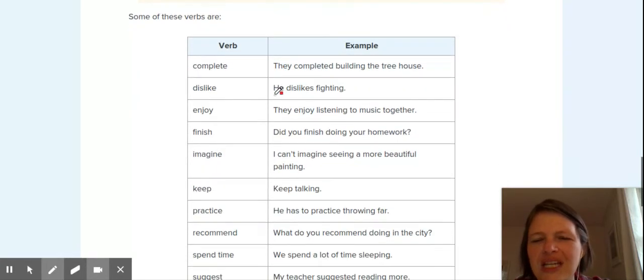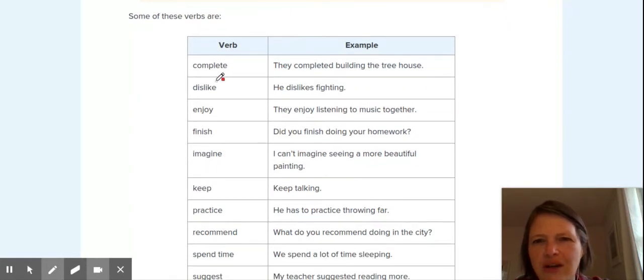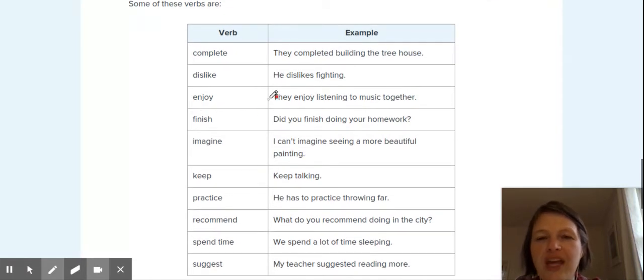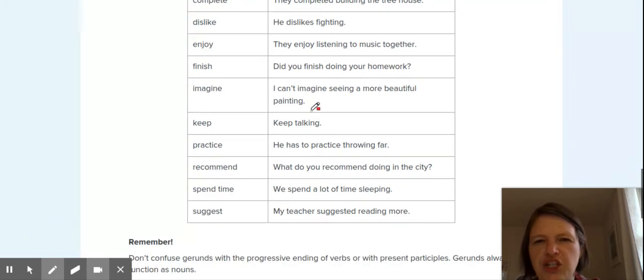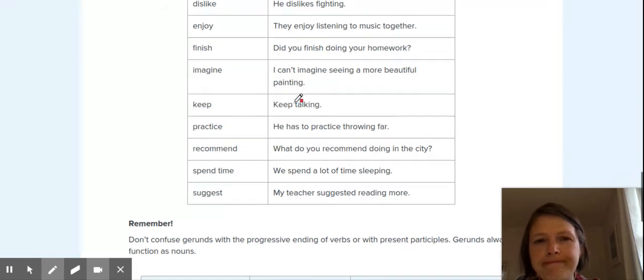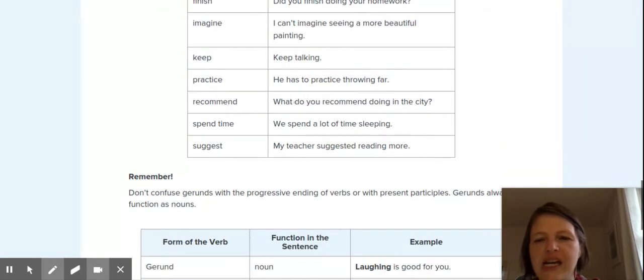So you can see these are examples of gerunds right here. The verb complete, to finish: they completed building the treehouse. Dislike, and so the gerund, he dislikes fighting. Enjoy: they enjoy listening. So the gerund phrase is right here with listening. Finish: did you finish all your homework? Imagine: I can't imagine a more beautiful painting. Keep talking.